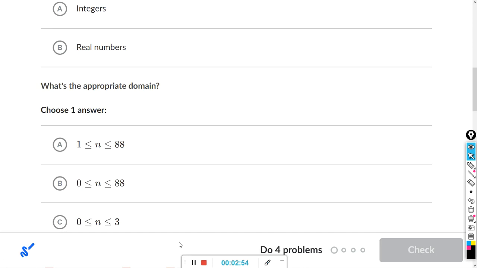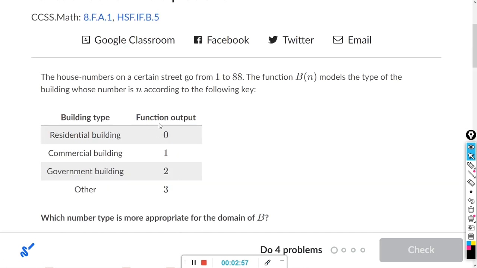Let me see here. This chart says function output. So the input is going to be n, and the output is b. We don't really have to worry about the output here, because we're dealing with domain. That's the input, or the x values. In this case, it's the n values, and n represents the building whose number is n. It represents the house numbers. So the domain is going to be from 1 to 88.